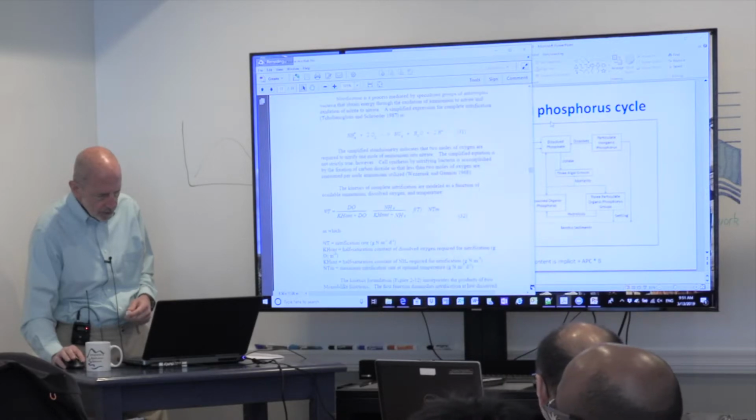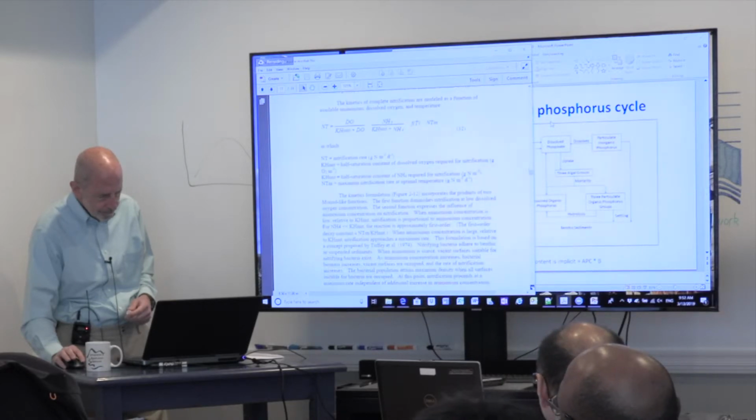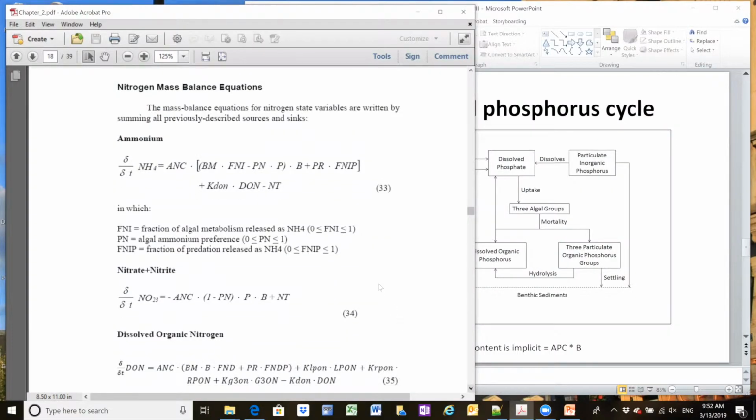Is there anything else we want to say about ammonium? Okay, let's look at this for a minute, just to show you. This is the kinetics, if you will, of ammonium.